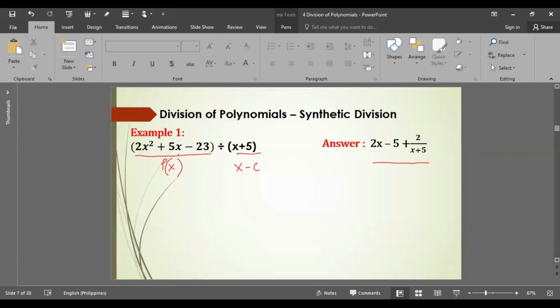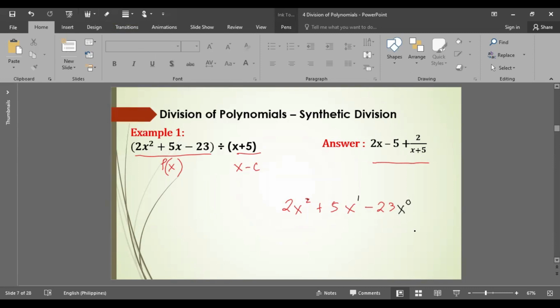Kumpleto ba siya? Let's see. We have 2x squared plus 5x. Anong exponent ni x? It's 1. So, pababa yung 2, 1. How about 23? 23 has a variable x here. Then, as I told you, there is an exponent of 0 here.